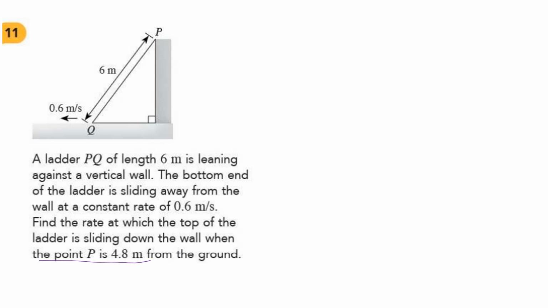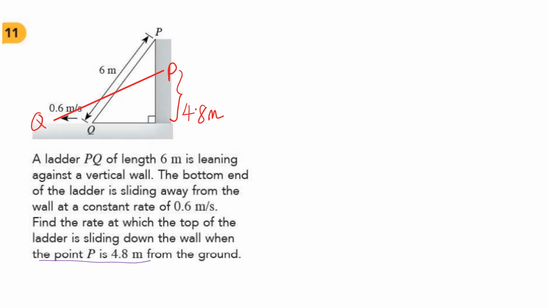And then you're asked to find the rate of change of the top of the ladder. That means you need to find, at P, when P is 4.8 meter from the ground, if you let the height of your point P from the ground be h, you're finding dh over dt. That's what it means. So let's look at how the position of the ladder will look like. So when your P is 4.8 meter above the level ground, you need to find dh over dt.